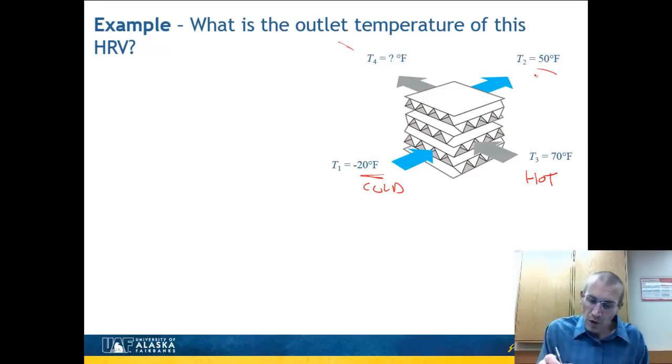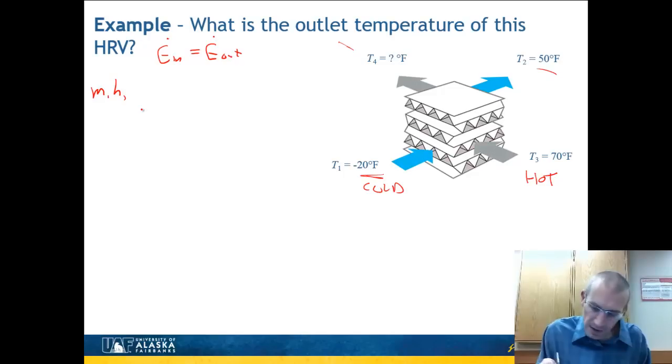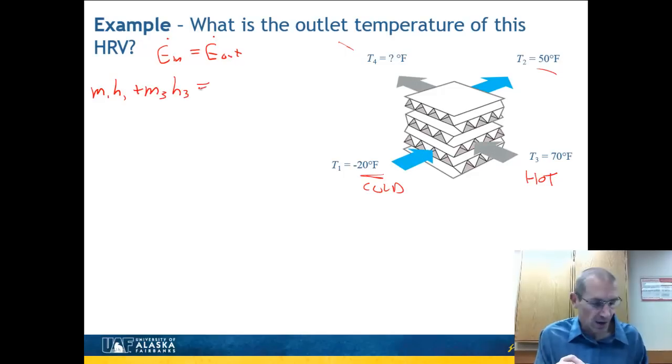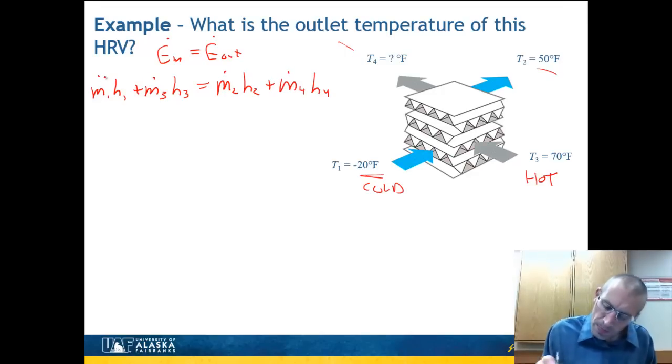So again, I'm going to write my energy balance. It says that the energy in is the energy out. And so in terms of my numbers going in, I have M1, H1 goes in, and M3, H3 go in. The two arrows going out are 2 and 4. So M2, H2 plus M4, H4. And those are mass flow rates.